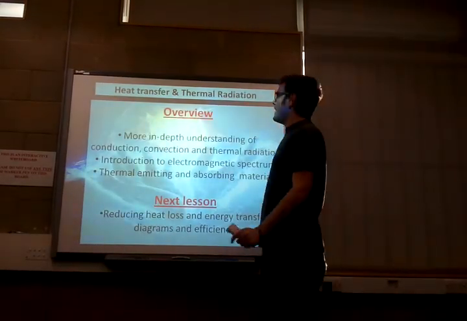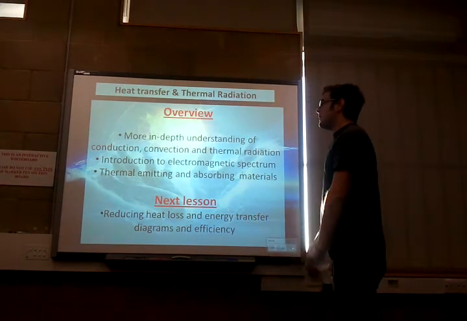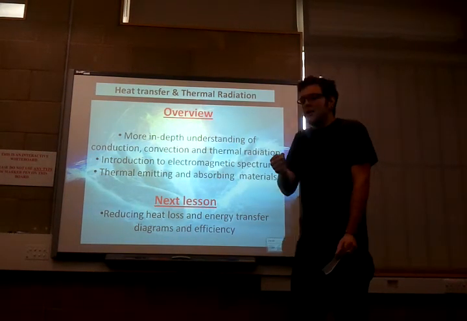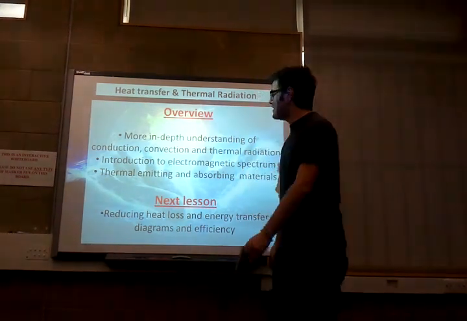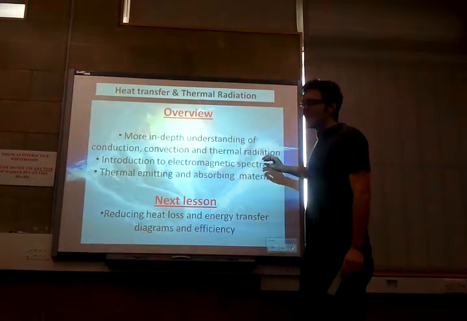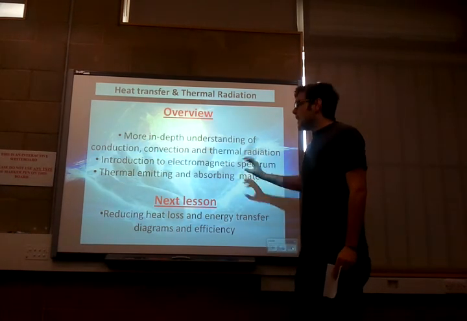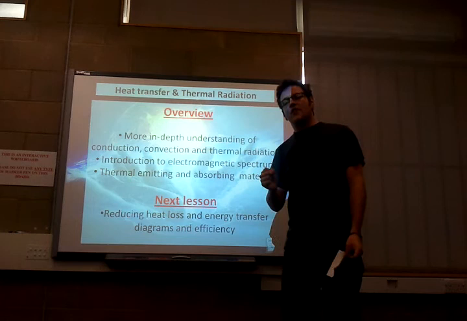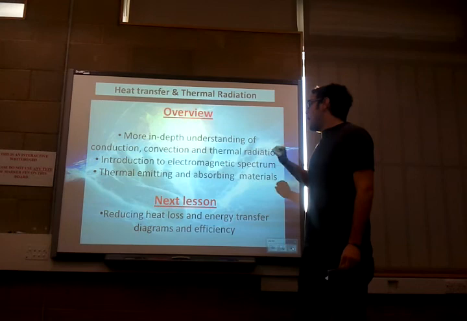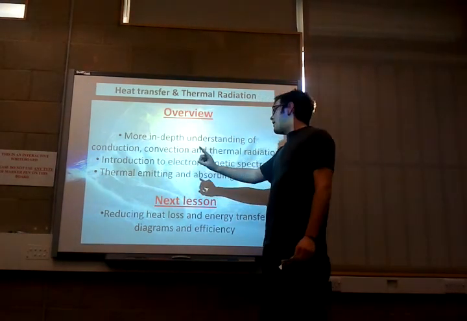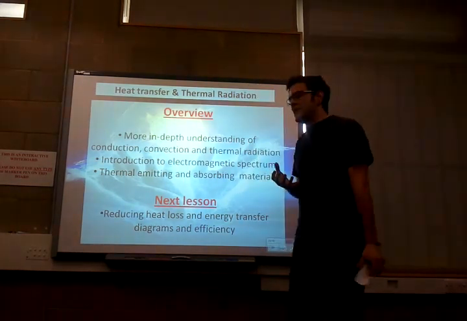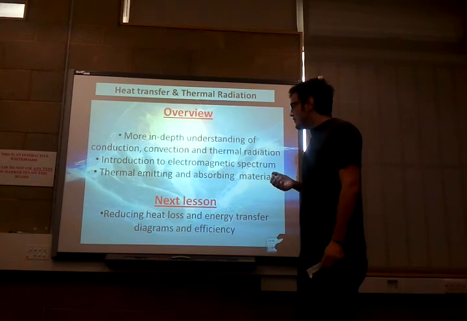So, that was our look at heat transfer and thermal radiation. So a quick overview. We've had a more in-depth understanding of conduction, convection and thermal radiation. At least I've tried to explain it in a more in-depth way. I hope it's actually come across that way. We had a really brief introduction to the electromagnetic spectrum. That itself is actually a really big topic. If that's confused you a little bit, there are some really good sources online to have a little bit more of a read up about that. And also we had, just at the end there, a look at thermal emitting and absorbing materials, how their different shapes and their different properties make them better or worse at either of those.